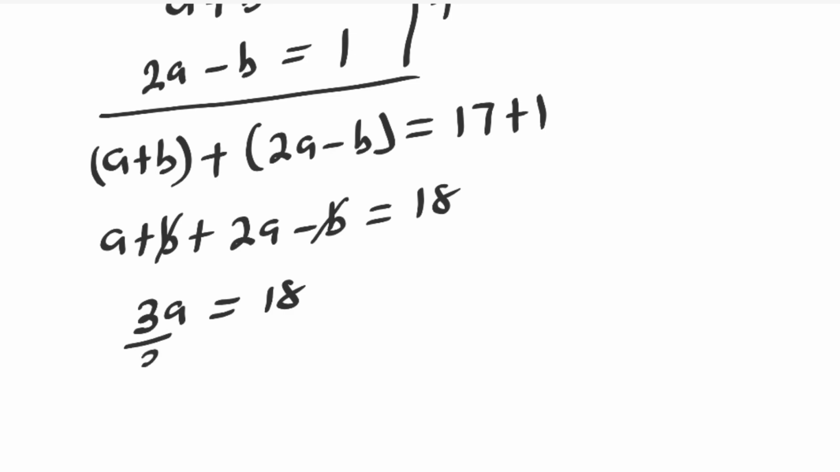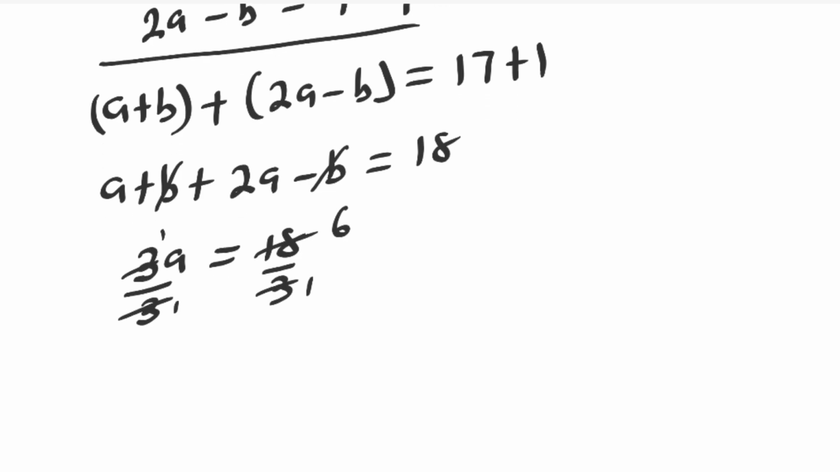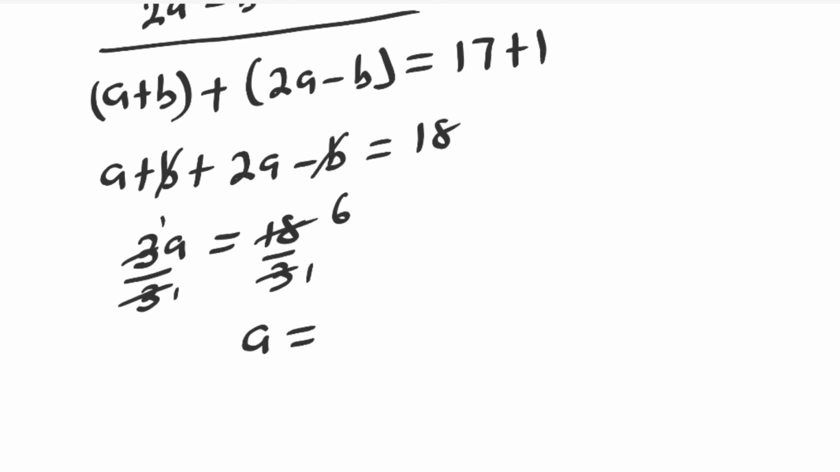Then this divided by 3 and this divided by 3. 3a over 3 is a, and 18 over 3 is 6. a is equal to 6. This is the value of a. We've gotten the value of a. Let us solve for b.